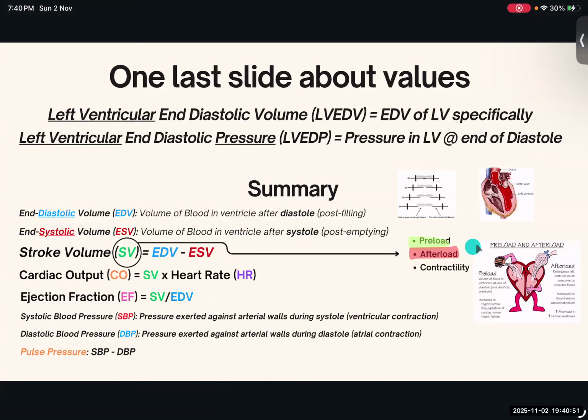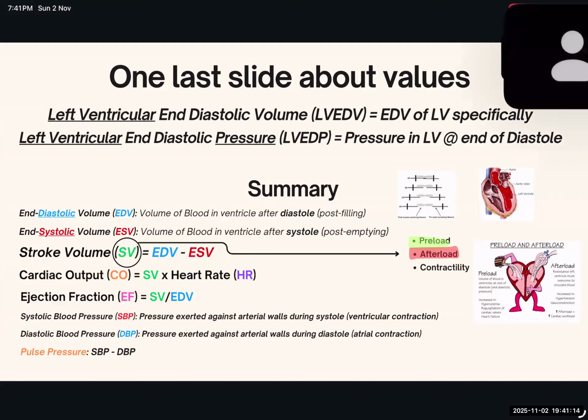How can we change the stroke volume? We can change preload, afterload, and contractility. Preload is going to be by increasing stretch of the heart. Afterload will be increasing the pressure against the left ventricle. Now, I highlighted preload in green to help you remember that increasing preload increases the stroke volume. Increasing afterload, or making it harder for blood to leave, will decrease the stroke volume.